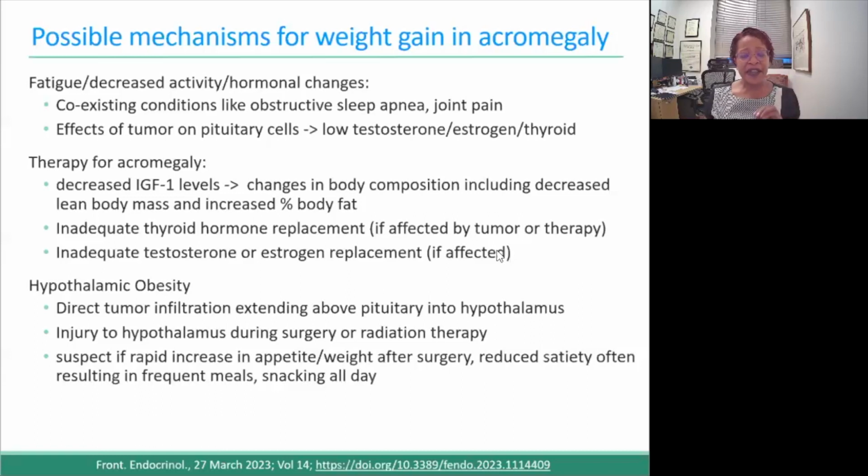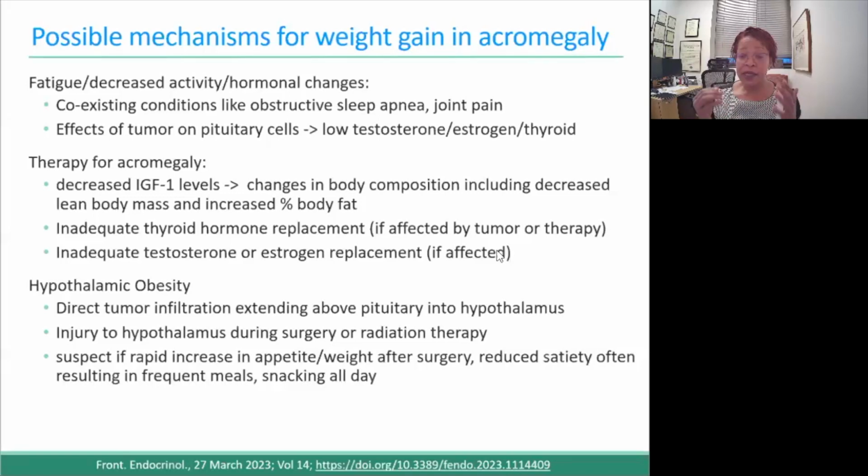Also, there's a specific condition which is called hypothalamic obesity. So we're talking about the hypothalamus, which is our energy and appetite center. And sometimes that area, if you have a tumor that's in the pituitary, but it's large enough that it's going up into the hypothalamus, it can actually push on those cells and affect their functioning. And that can lead to obesity.